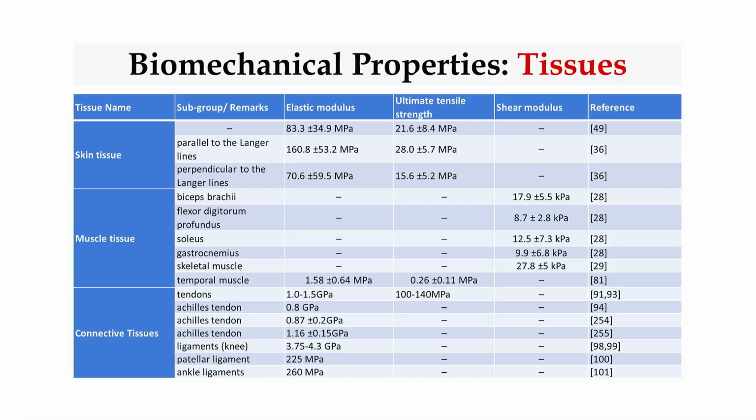That you can also see very clearly: along the Langer lines, 28 plus minus 5.7 megapascals, and perpendicular to the Langer lines, 15.6 plus minus 5.2 megapascals, right? Shear modulus, how this skin tissue behaves in shear, is not very well defined.